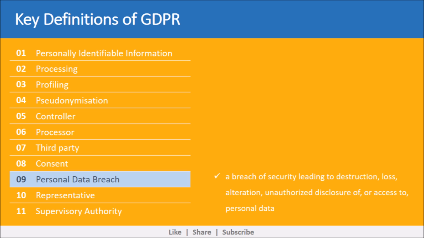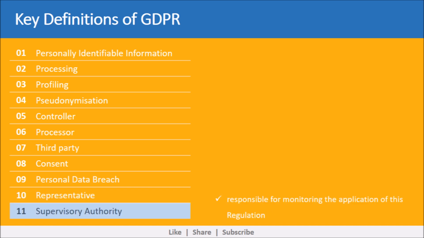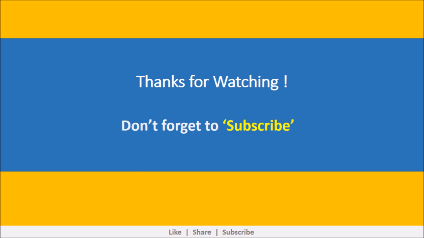Moving on. Representative is a natural or legal person established in the Union who, designated by the controller or processor, also represents the controller or processor with regard to their respective obligations under this regulation. Last on the list we have supervisory authority. Each member state shall provide for one or more independent public authorities to be responsible for monitoring the application of this regulation, in order to protect the fundamental rights and freedoms of natural persons and to facilitate the free flow of personal data within the Union.